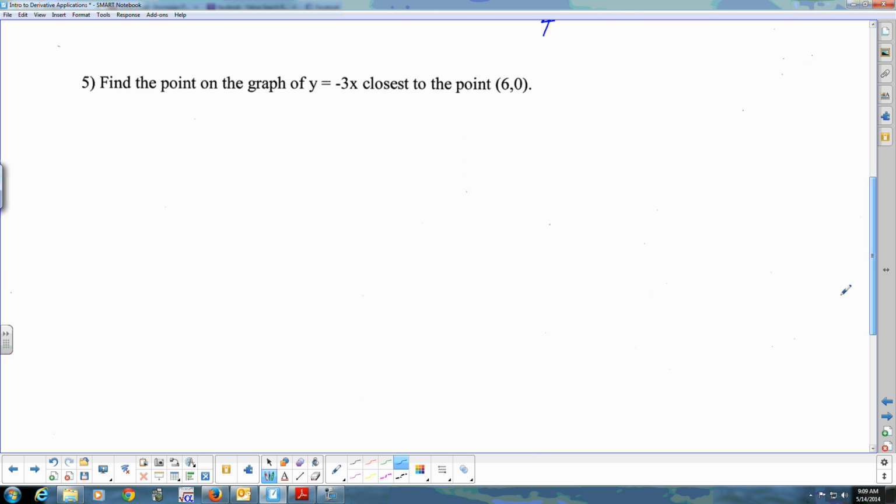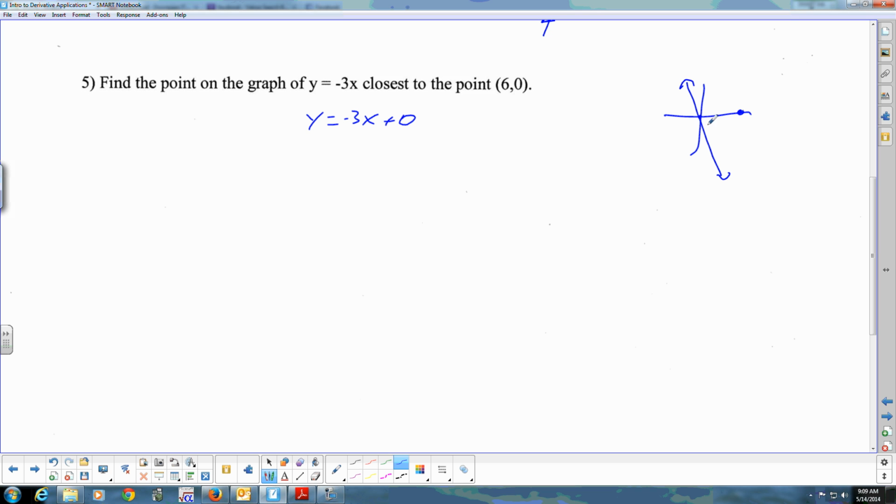Now, this would be by far the hardest one on here. So here we go. I'm trying to visualize this. You've got the point 6, 0, which is hanging out over here somewhere, and the line y is equal to minus 3x plus 0. The y-intercept is 0, and the slope is negative 3. So your line's coming through something like this.